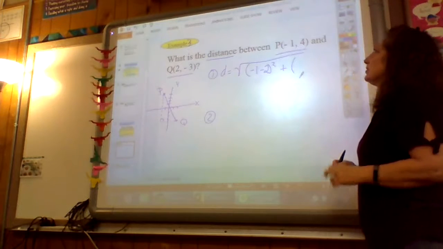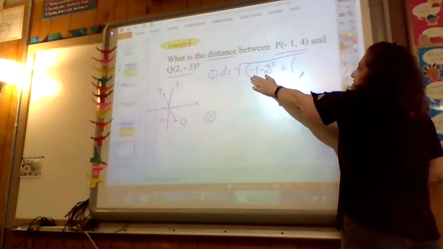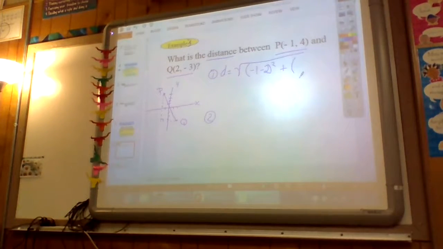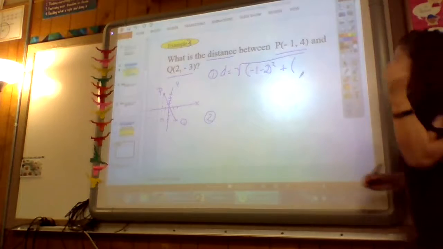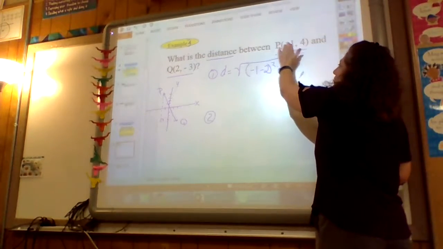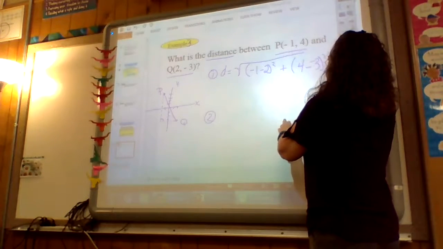Plus, the only thing is now, since Tyson said the -1, 2, and I wrote it down this way, my y's, Holly, which are what and what? 4 minus -3. Yes, so you're right. I would have to write it down in that same order. I would have to start with -1, so I have to start with 4 minus -3 squared.